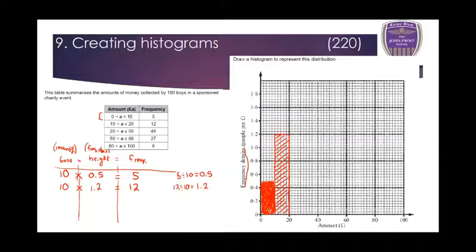Let's do the third one now, 20 to 50. So the base for that one is going to be 30, because 50 take away 20 is 30. 30 times something is equal to 48. Again, we can just rearrange this. So 48 divided by 30 is equal to 1.6. Therefore, the missing number is 1.6.